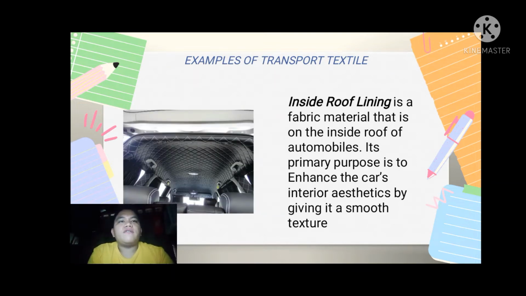Inside roof lining is a fabric material that is on the inside roof of automobiles, and its primary purpose is to enhance the car's interior aesthetics by giving it a smooth texture. And some of them are made of leather, it may be cotton, and fabric.